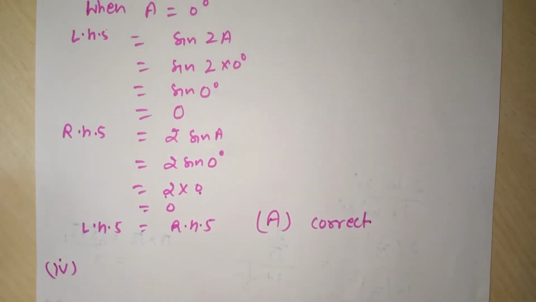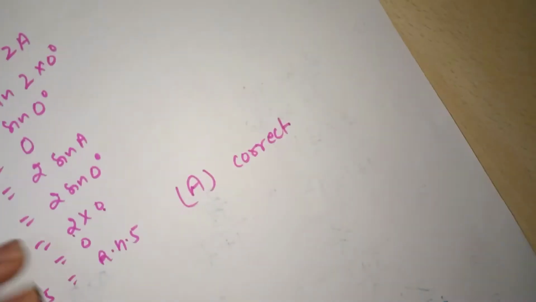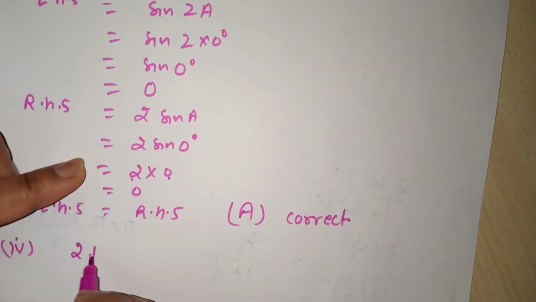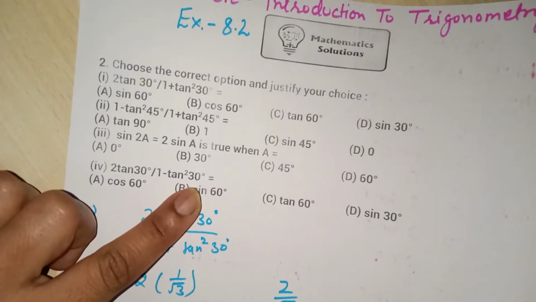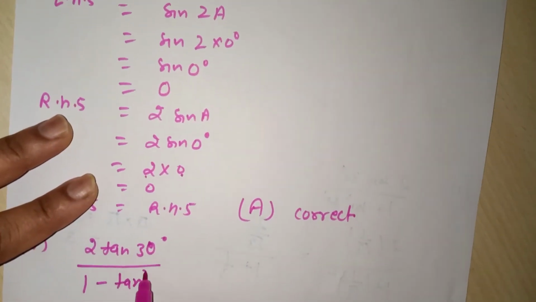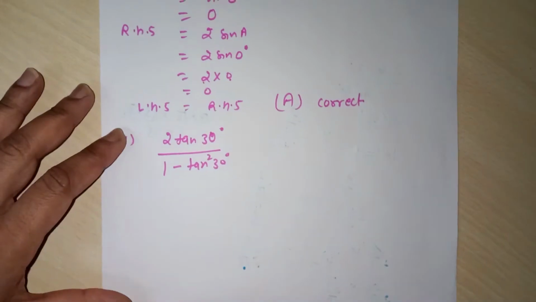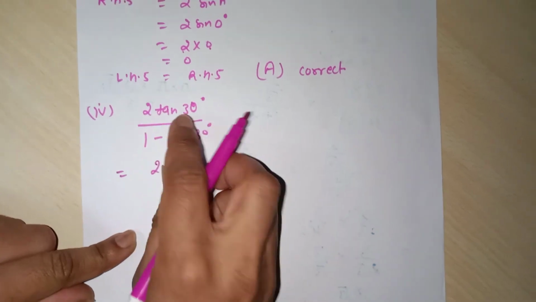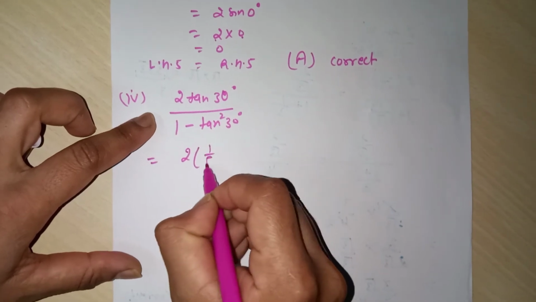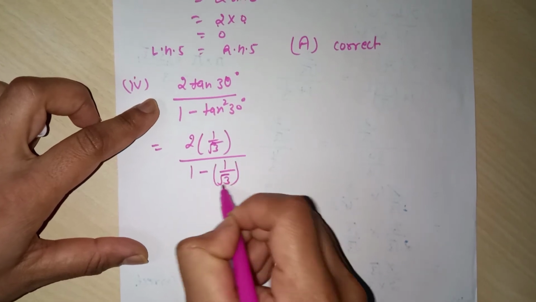Now part number 4. Part number 4 is 2 tangent 30 degree upon 1 minus tangent square 30 degree. Now the value of tangent 30 degree, as we did in the first part, is 1 by root 3, and 1 upon 1 minus root 3 square.